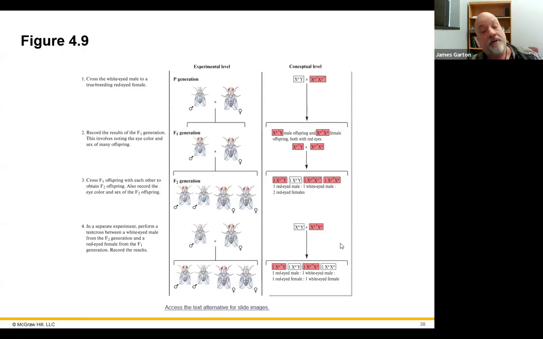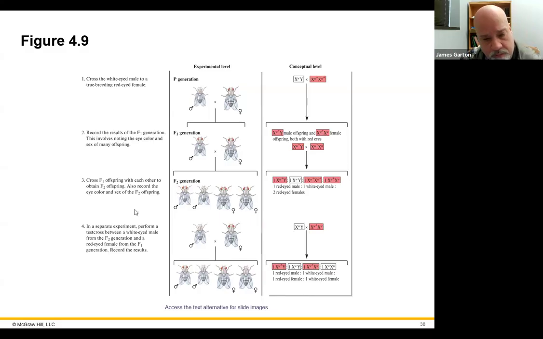And all of the white-eyed flies vanished. And so that was evidence that this white-eyed allele was recessive. And so then he took the two individuals from the F1 generation and he crossed them together. And the white-eyed individual indeed reappeared. And it was a 3-to-1 ratio. And again, that looks like Mendelian results for a recessive allele.